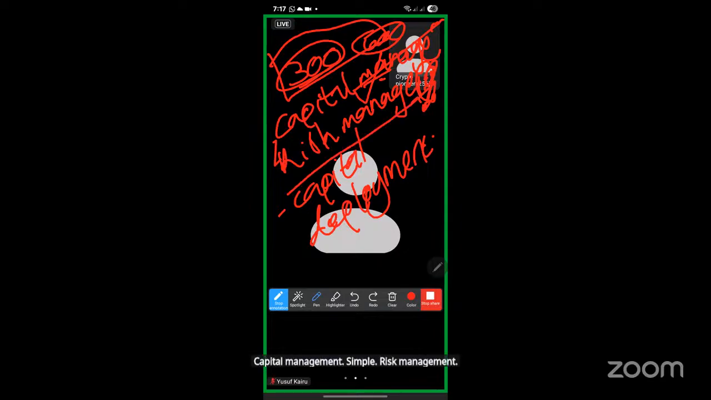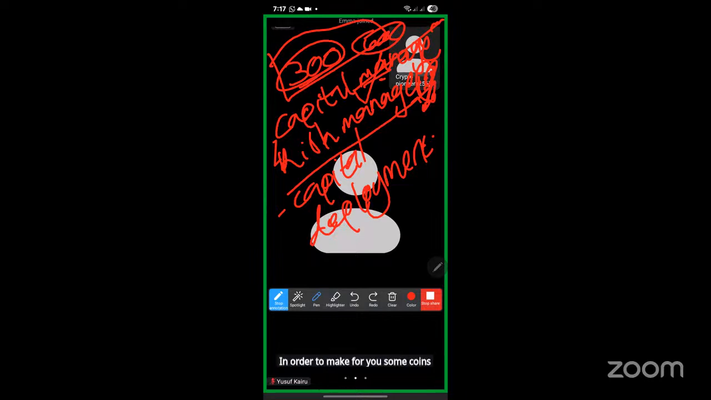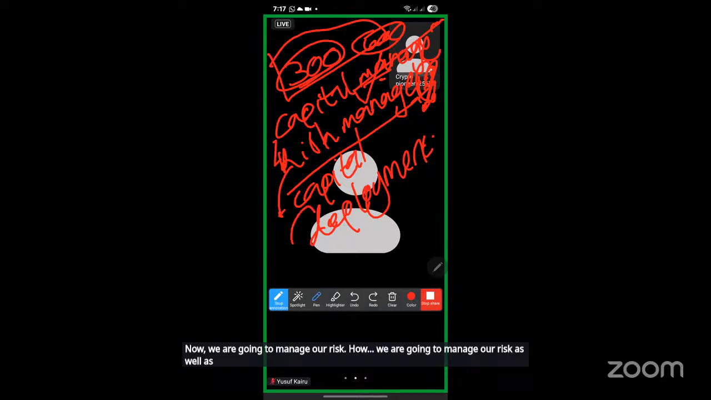Simple. Risk management. How are you going to risk your trades? Or how are you going to risk your money in order to make for you some coins or some profits? Now we are going to manage our risk, and we are going to manage our risk as well as we manage our capital.